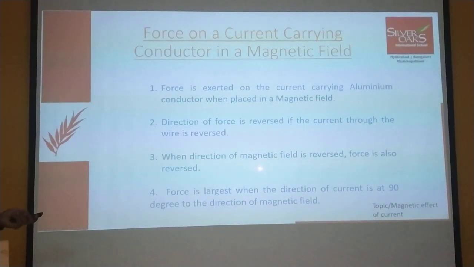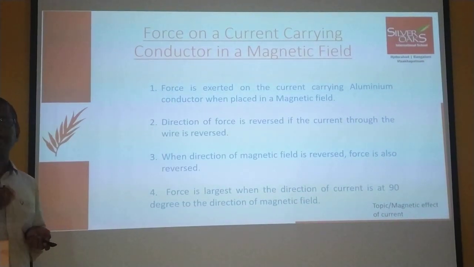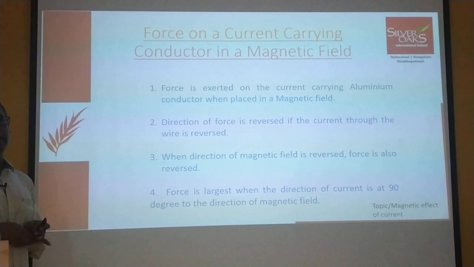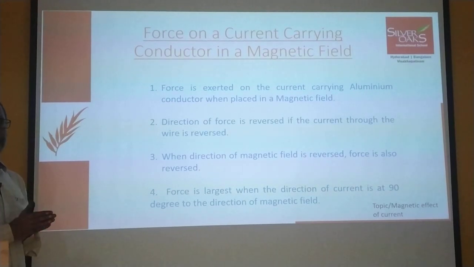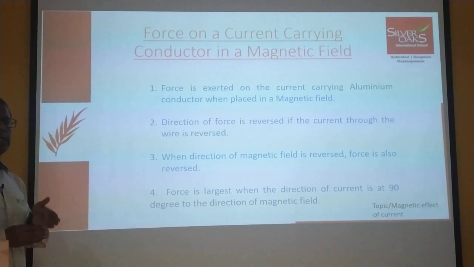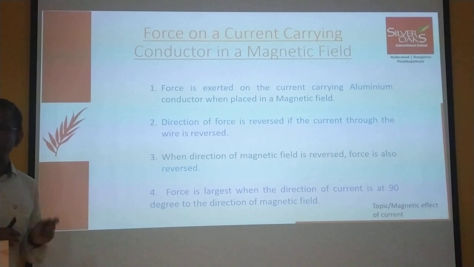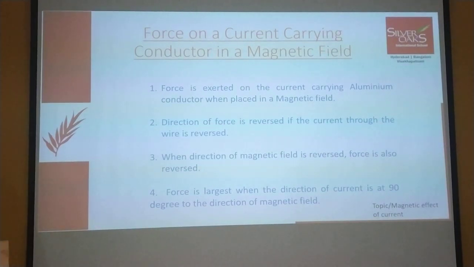I demonstrated this activity, and the same thing happens if I change the direction of current through the aluminum wire. And the force is largest, this is very important, when the direction of current is at 90 degrees to the direction of the magnetic field. When the magnetic field and the current are perpendicular, the force is maximum. If the magnetic field and the current carrying conductor are parallel, then the force is zero. No force will be exerted.